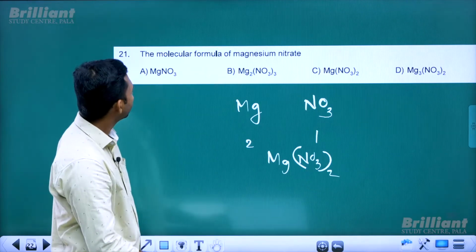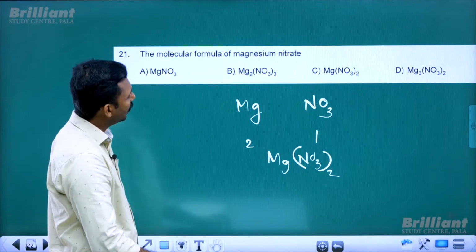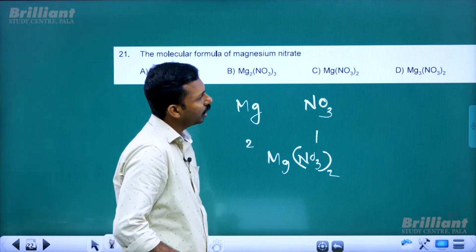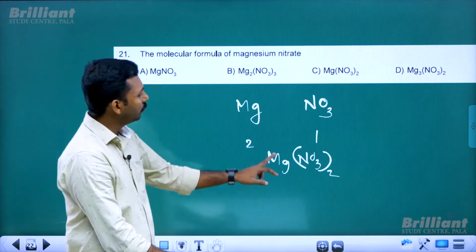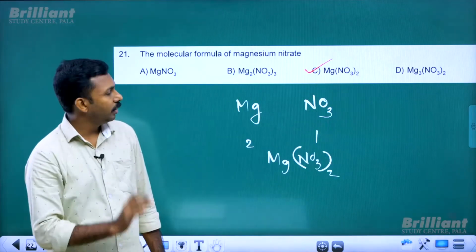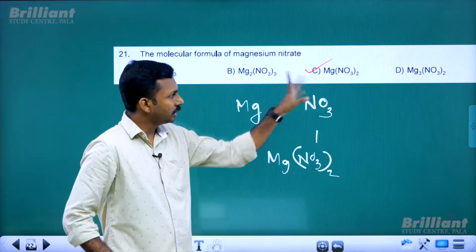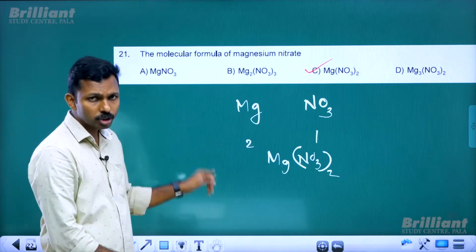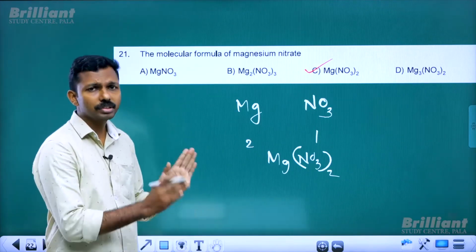Is it correct? Which is the answer option? MgNO3, Mg2NO3, Mg(NO3) twice, Mg3NO3 twice. Which is the answer option here? Mg(NO3) twice. Yes, our C option. Answer option is C. Mg(NO3) twice will be the answer option. I think it is clear to you. Magnesium is assuming plus 2.